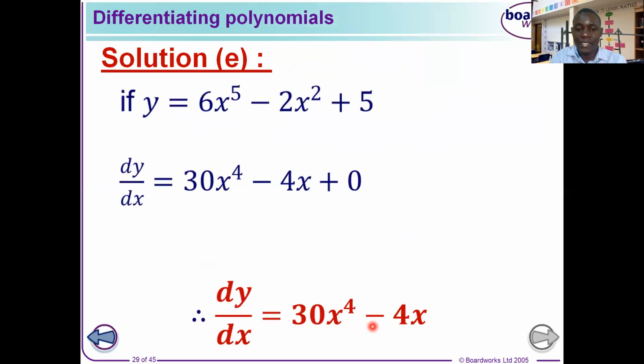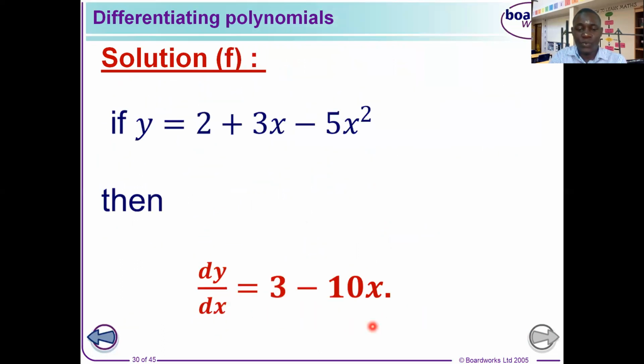And that leads us to this final problem. If y equal to 2 plus 3x minus 5x squared, we have to find dy/dx. Then dy/dx is going to be 3 minus 10x. I'm sure you can figure out how that is gotten.